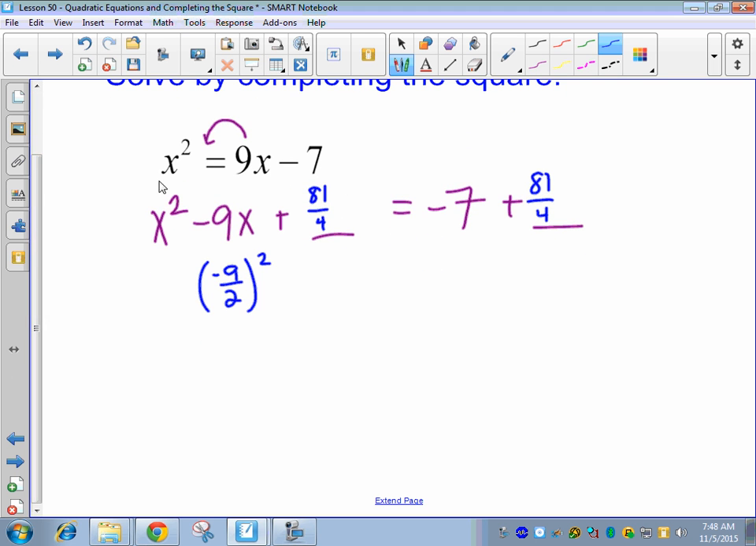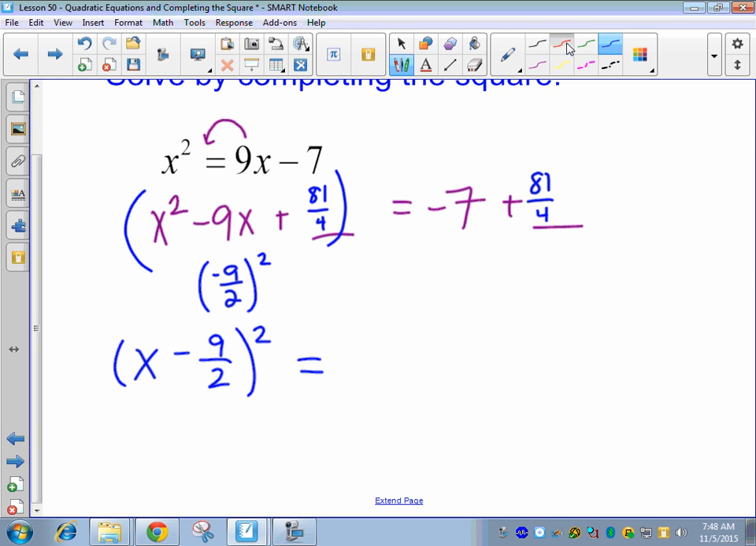Okay, we made this a perfect square trinomial right here. So this would factor to x minus 9 halves times x minus 9 halves, but we just write it as the squared version. Okay. So always the half goes in parentheses.